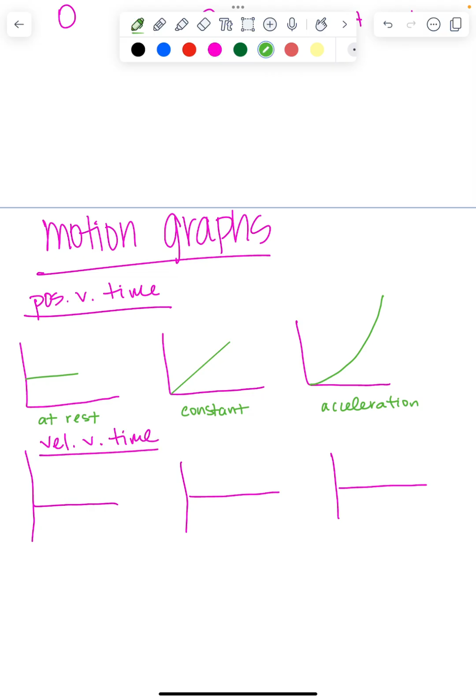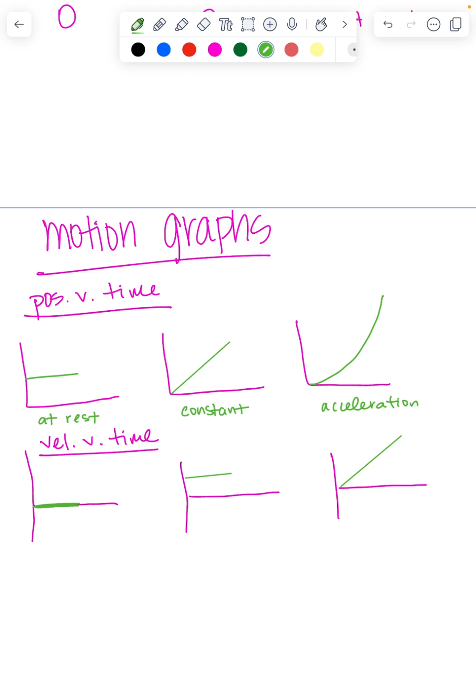This one would be no slope, and so it would be at 0. That is a constant velocity, and because it's going in the positive direction, it's going to be above that 0. Now, if we have acceleration, that means that our velocity is changing. So this one in particular means that it's going to be speeding up. So no longer are we looking at those horizontal lines for velocity versus time. We're now going to have a diagonal line. So that diagonal line means that we have acceleration.